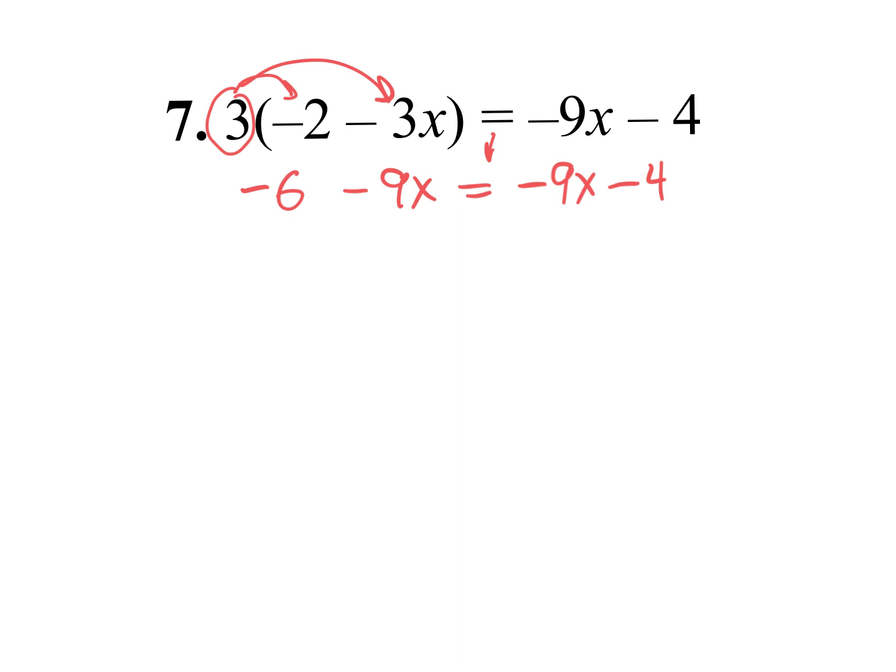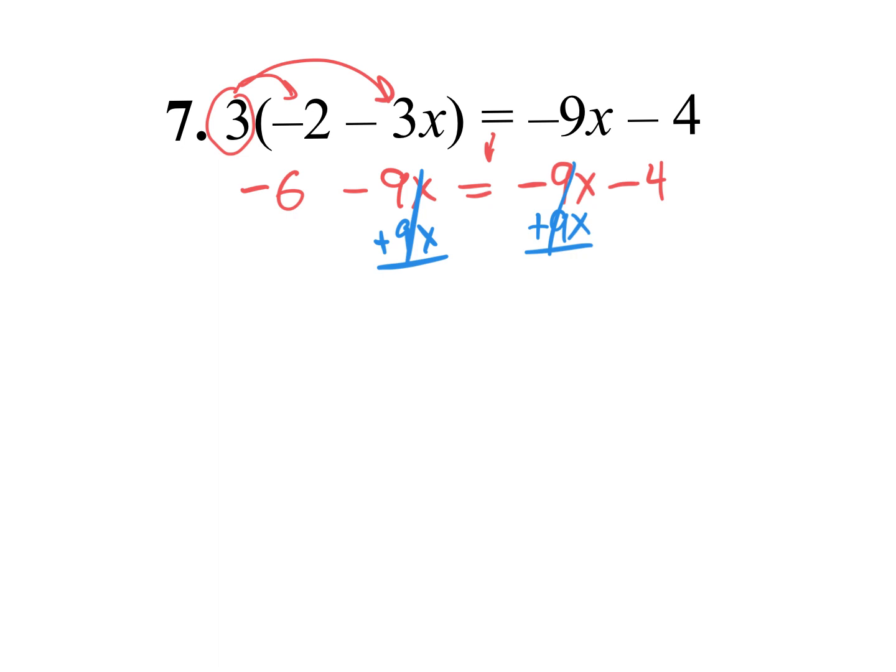Let's worry about the goal of getting x by itself on one side of the equal sign. And as you can see, we have x's on both sides. So let's get rid of one of them. I'm going to get rid of the minus 9x by adding 9x. And what I do to one side, I do to the other side. I add 9x. And that also eliminates.